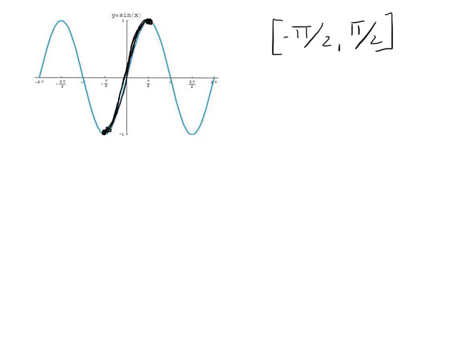Well, you remember that the domain and the range interchange. So if we look at this point here, this is pi over 2, 1. Let's take this point. This is the origin, 0, 0. And this point is negative pi over 2, negative 1. Okay. So let's draw our inverse function based on those 3 points.